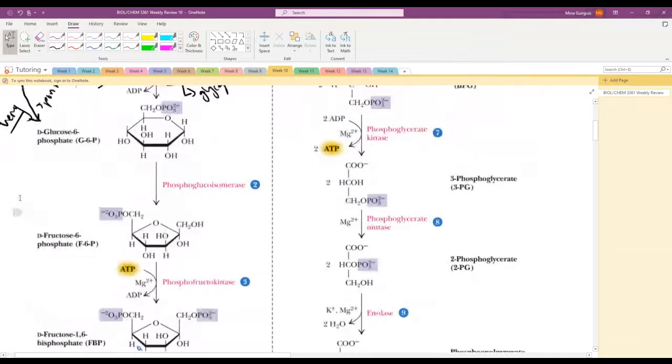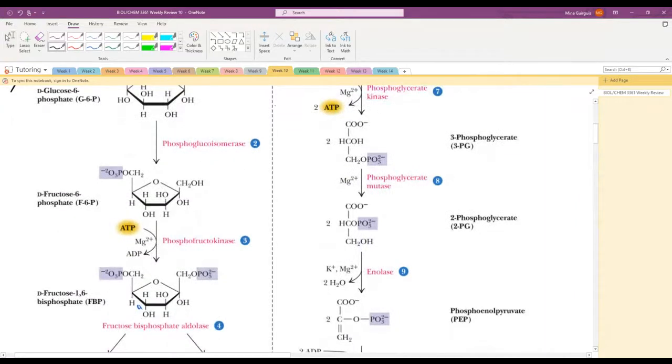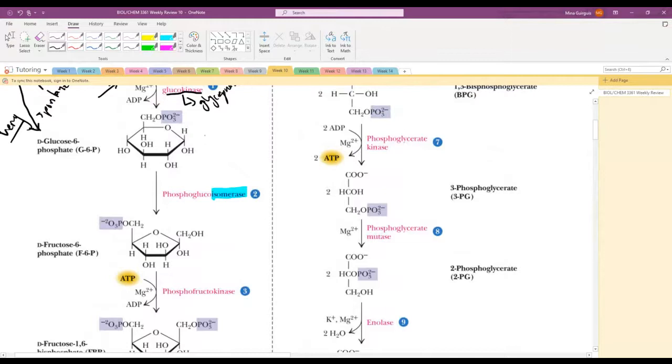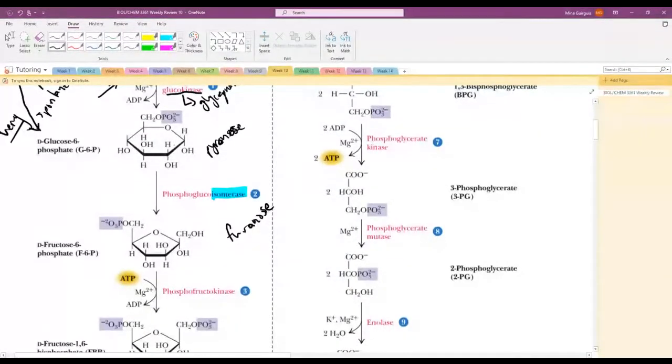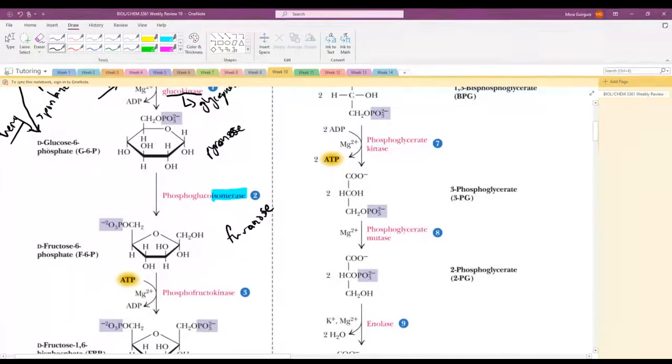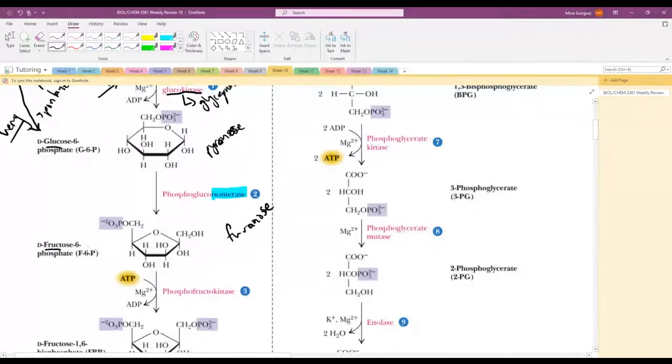Okay, so the next reaction is an isomerase reaction. I'm just going to highlight the part of the enzyme that I care about. An isomerase, I remember, just moves something around, basically. In this case, we convert our pyranose ring, I apologize, I misspelled it, to a furanose. So given that we go from pyranose to furanose, from glucose to fructose, we're not actually changing anything.